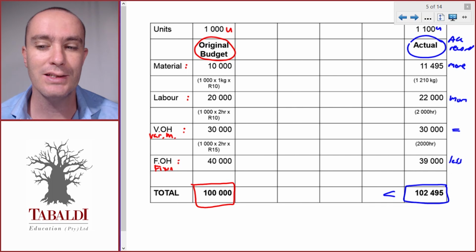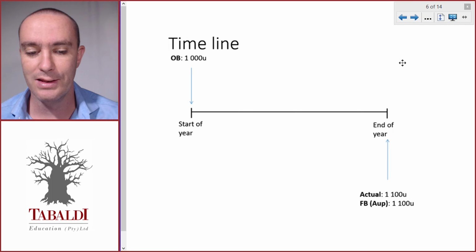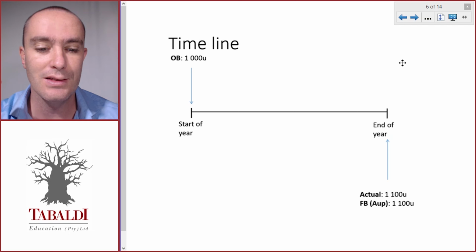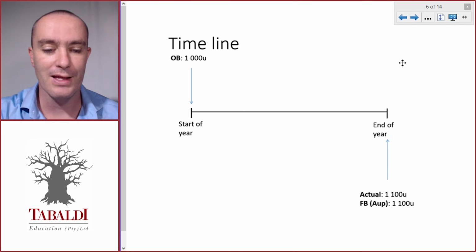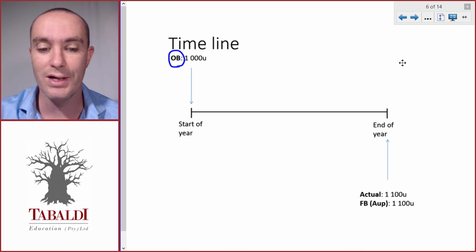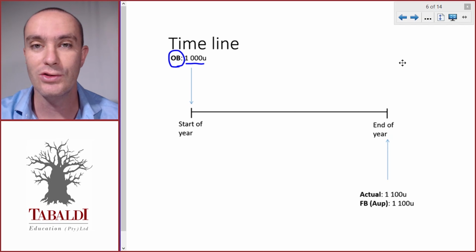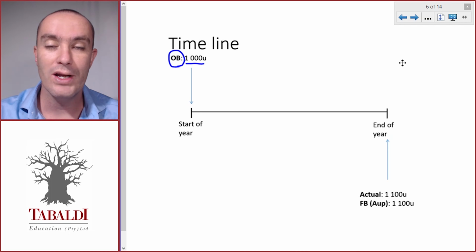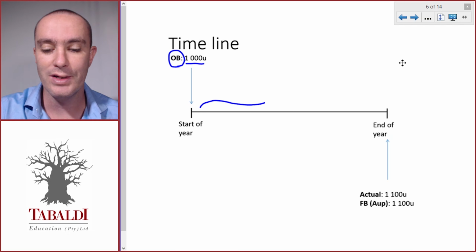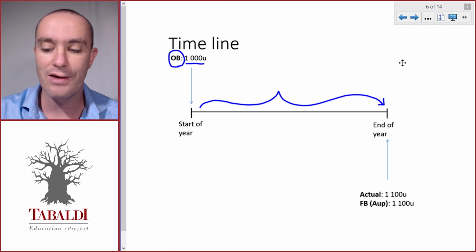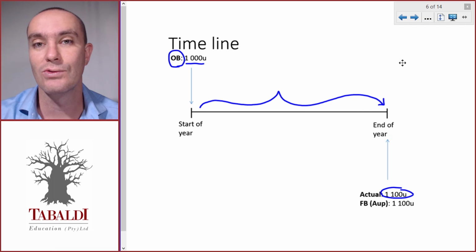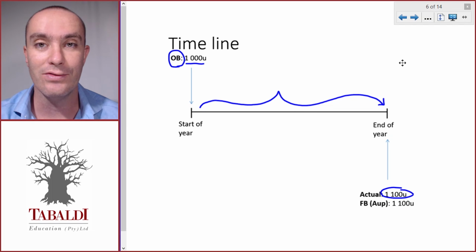Now, if you think back to budgeting, then you'll remember this timeline. Otherwise, just think of when do we prepare the budget. So the original budget, that's this OB, is prepared at the start of the period, so before we start production. And we said we're going to produce 1,000 units. Now, when do we have the actual information available? Remember, the actual information takes place throughout the year, but we'll only have the final numbers at the end of the year. So our actual production of 1,100 units was only known at the end of the year.